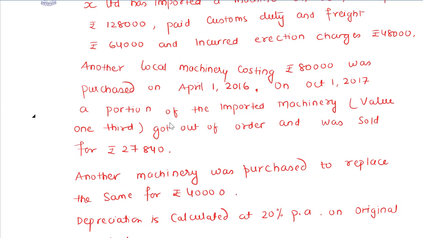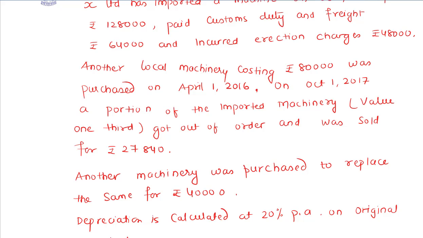So we have purchased a machine, but we have also sold a machine for 27,840. On 1st October 2017, a portion of the imported machinery, one third of the total machinery, was sold. So 2,40,000 was the imported machinery. One third of that machinery: do it on your calculator. 2,40,000 multiplied by 1 by 3 equals 80,000.